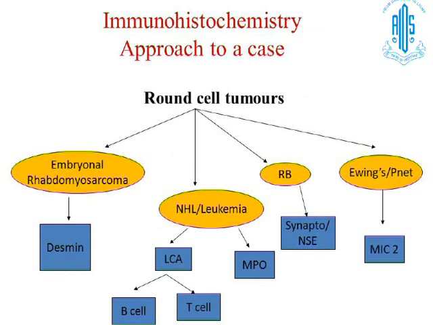Now, how do you approach a case? I shall show you by this flow chart. Round cell tumors, generally, embryonal rhabdomyosarcoma will be positive for desmin. Non-Hodgkin's lymphoma should be positive for leukocyte common antigen, and then a B cell or a T cell marker will tell you what type of non-Hodgkin's lymphoma it is. Leukemias are positive for myeloperoxidase, retinoblastoma for synaptophysin and neuron-specific enolase. Ewing's and PNET both are positive for CD99, and then you differentiate on the basis of whether PAS is positive in the tumor or not.